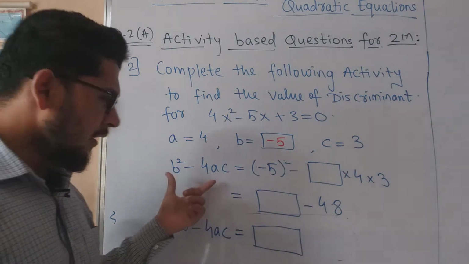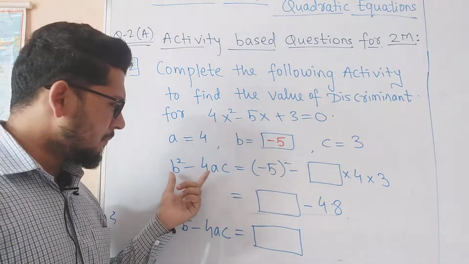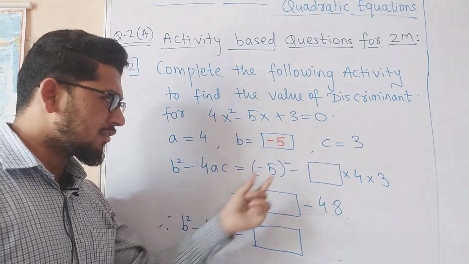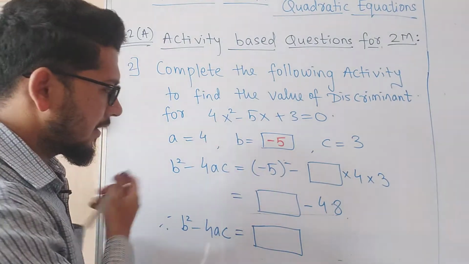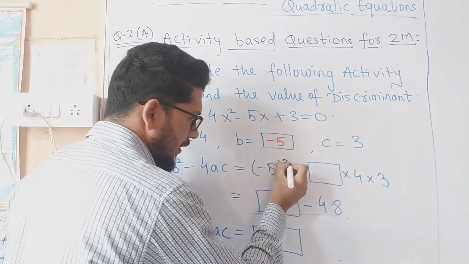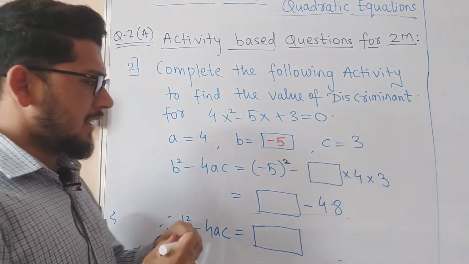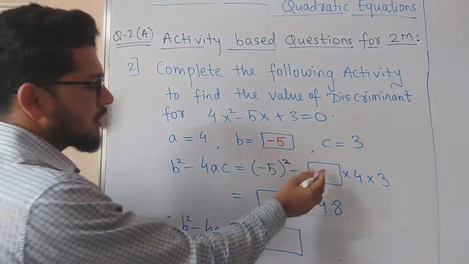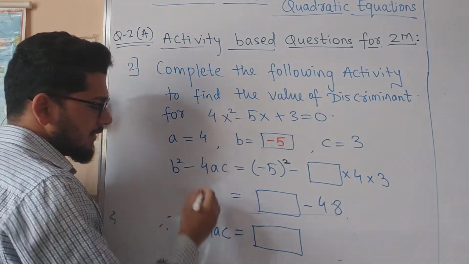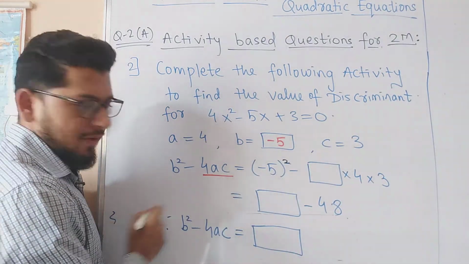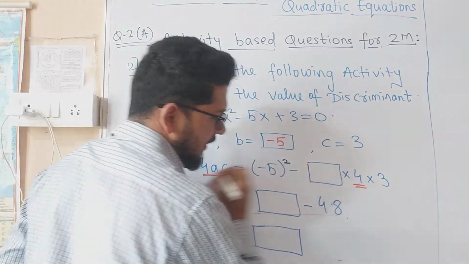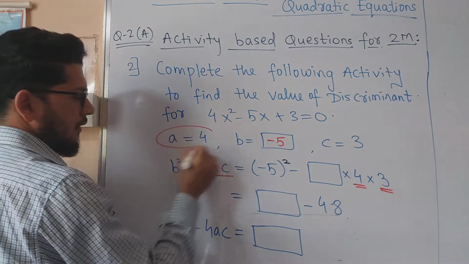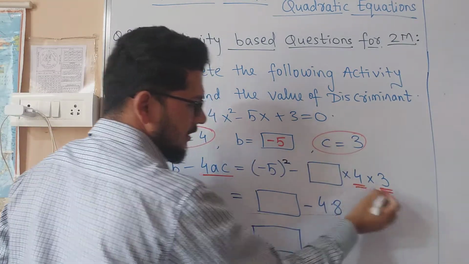After that, here the discriminant is given as b square minus 4ac. Here b is minus 5, so b square is minus 5 square. Here the square is there. Minus 4 into bracket, 4 into 3. So instead of the bracket, what should I write? Here you can see 4ac is given. The value of a and c are already there in the multiplication. The value of a is 4 and the value of c is 3.